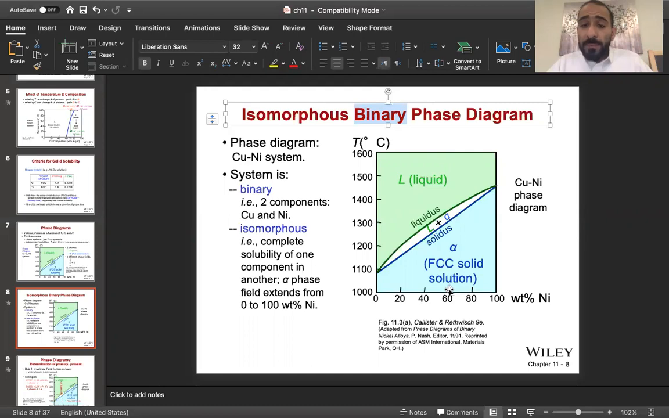Again, at 60 weight percent nickel and 1100 degrees Celsius, how many phases exist at this point? One phase. You have a solid alpha. That means all the nickel will come together to form the solid alpha phase. And at this other point you have two phases. At this point you have one phase.